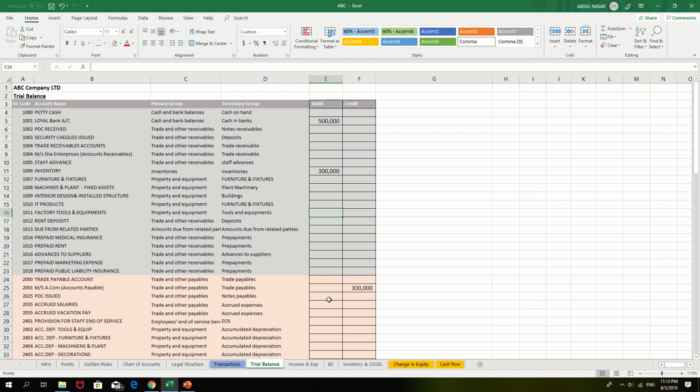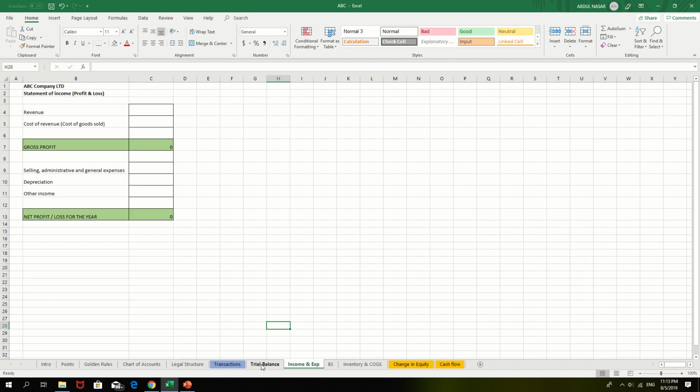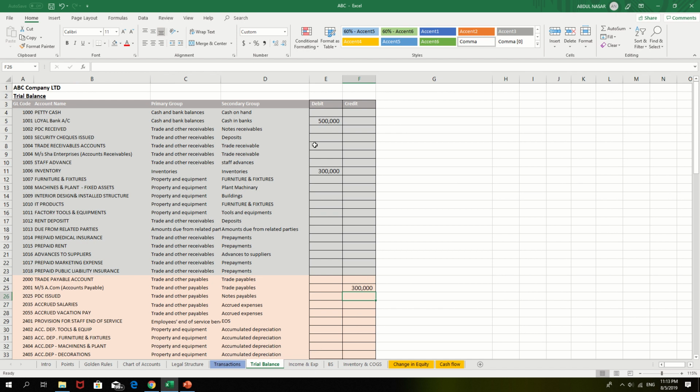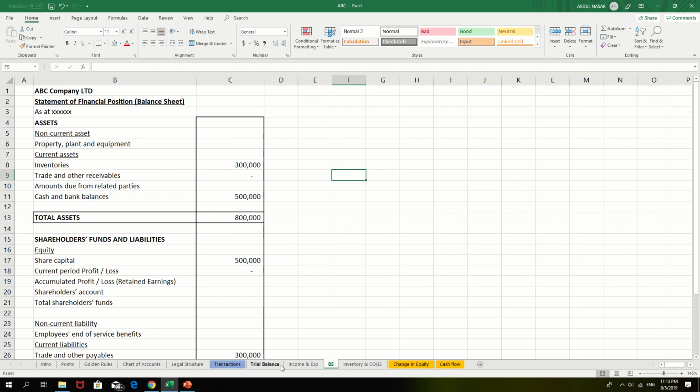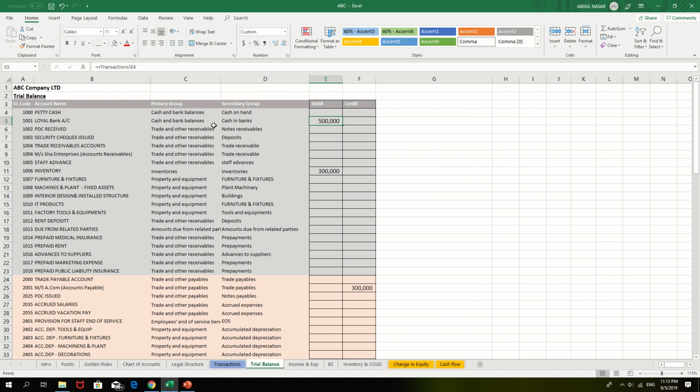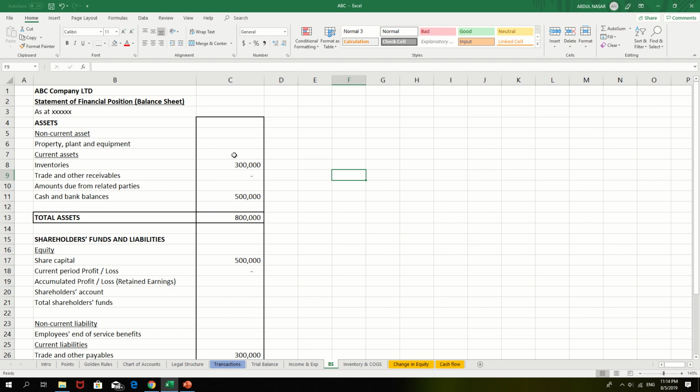So we haven't done any business yet, but we have received our capital and our stock. Once you start the business, you can see the income and expenses here. Now let us see the impact in the balance sheet. Here you can see the 500,000 in cash and bank balances as a debit, and 500,000 in share capital as a credit.